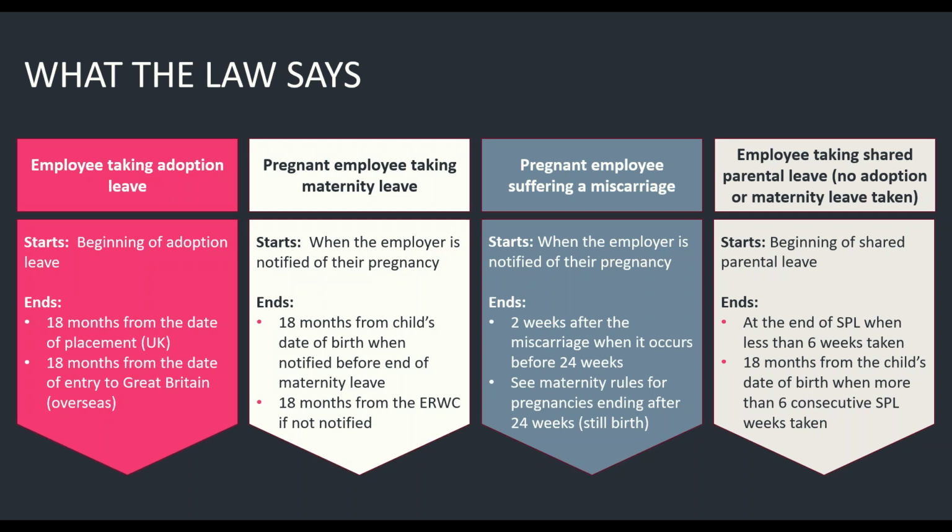And then when it comes to taking shared parental leave, and the employee hasn't taken adoption or maternity leave, so the partner, it begins at the start of the shared parental leave, and it ends at the end of the shared parental leave when less than 6 weeks are taken, or it ends 18 months from the child's date of birth when more than 6 consecutive shared parental leave weeks have been taken. So I appreciate there's a lot of information, differing days, timeframes, hence why it's really important to have things like your checklists in place for all the different forms of family leave.